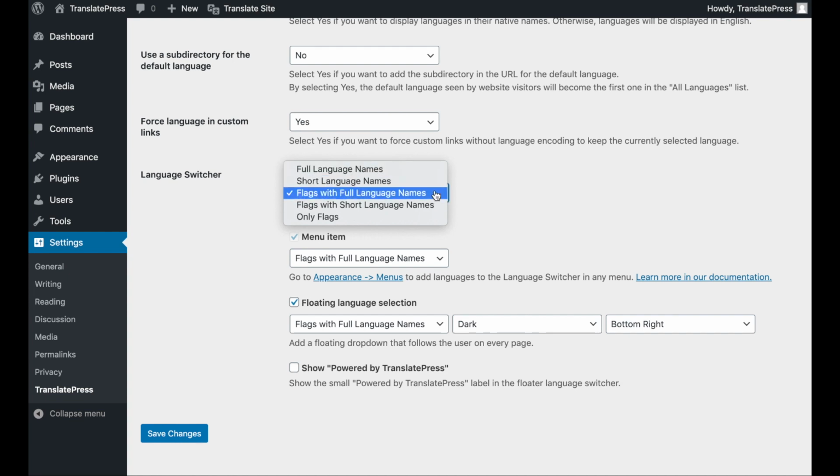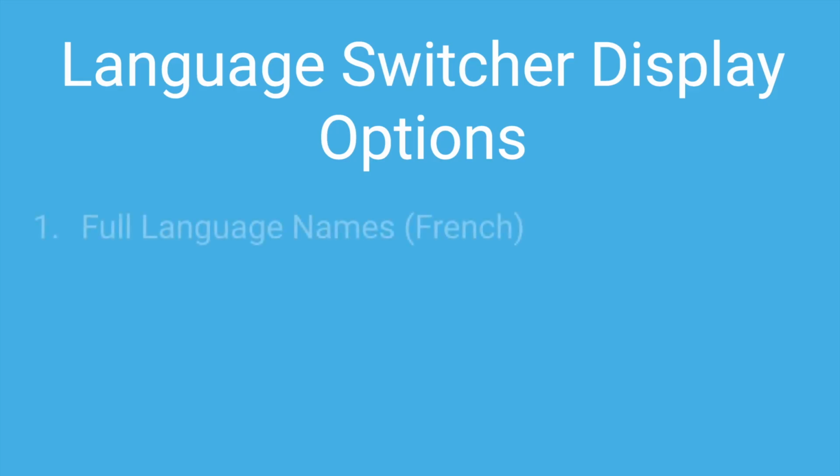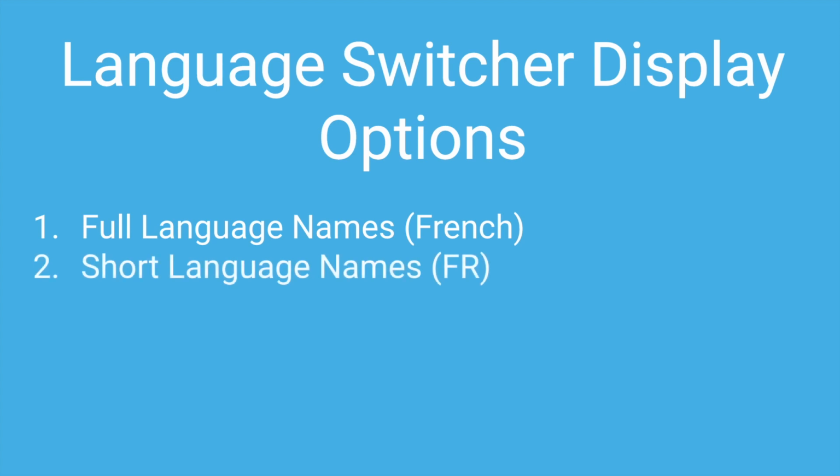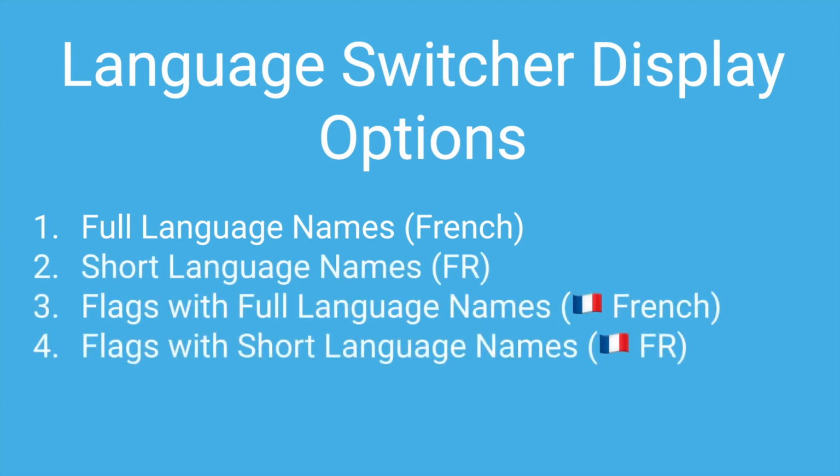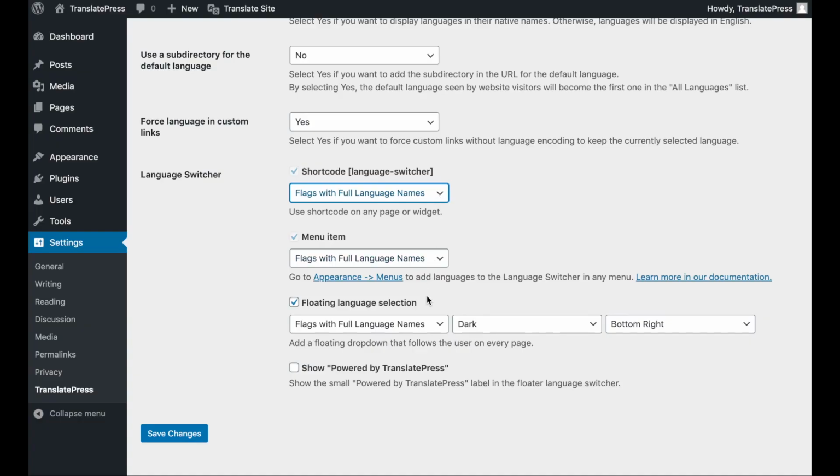There are 5 options available: full language names, short language names, flags with full language names, flags with short language names, or only flags. For the floating language selection option, you can also customize the theme, dark or light, and its location. Don't forget to click on the Save Changes button to submit your choices.